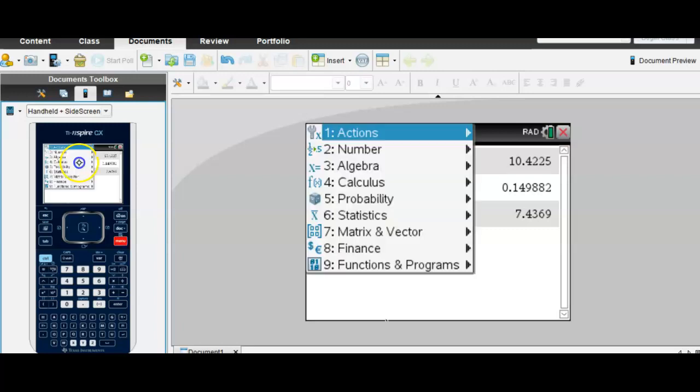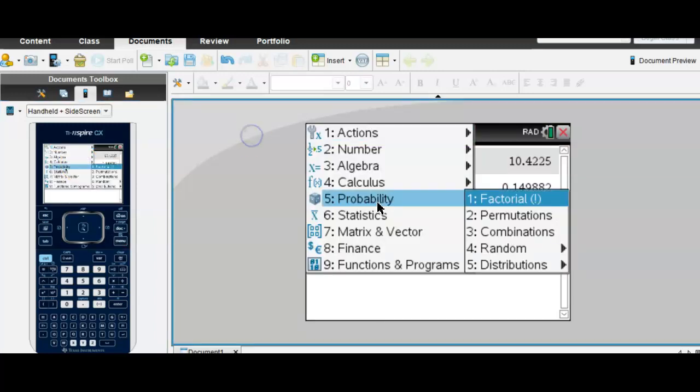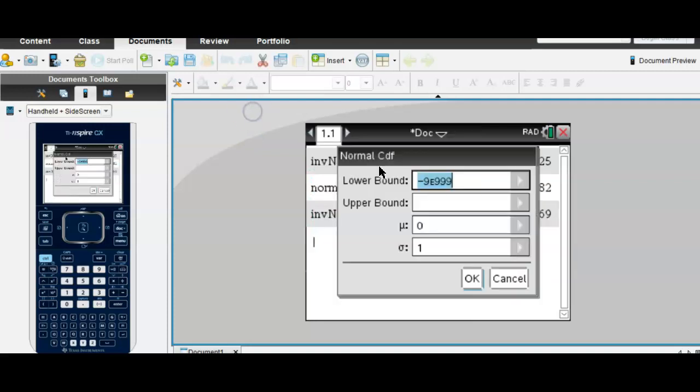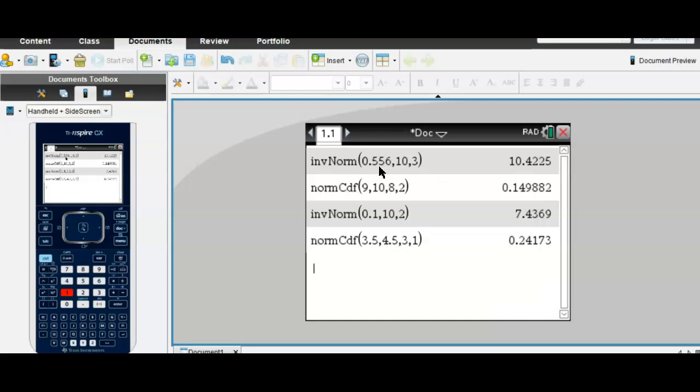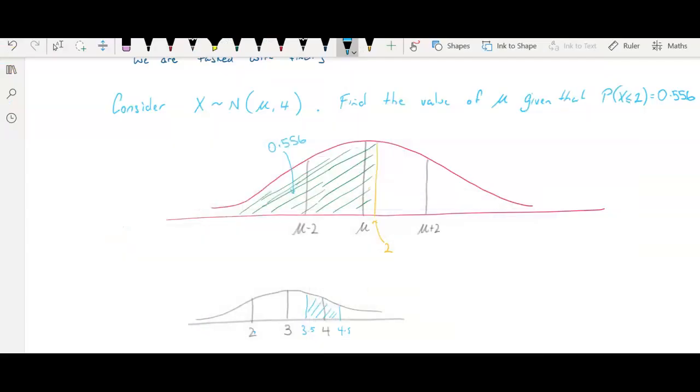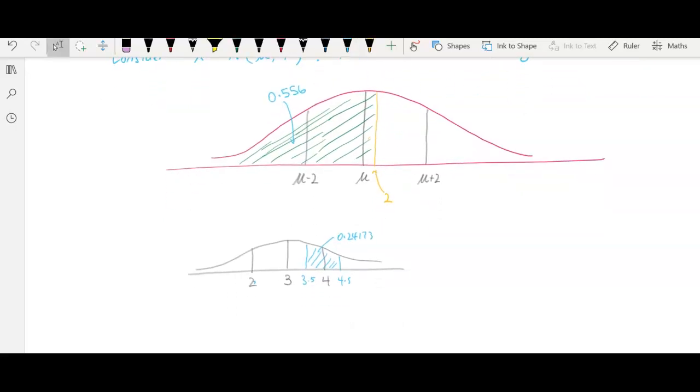So what do we do? Menu, 5, 5, 2. And I go from 3.5 to 4.5, with my mean of 3 and my standard deviation of 1. And so I'd get 0.24173. So that would give me my area there, 0.24173. So the probability that the random variable lies between those two values would be about 24%. Okay, so that sort of thing we're okay with.